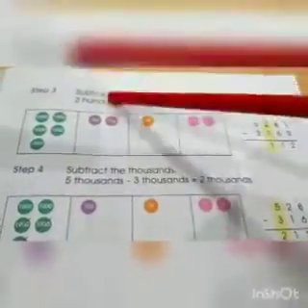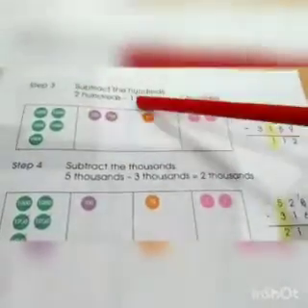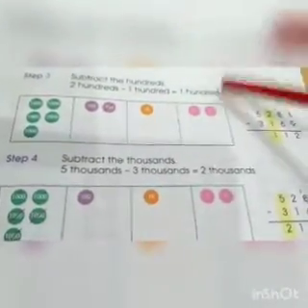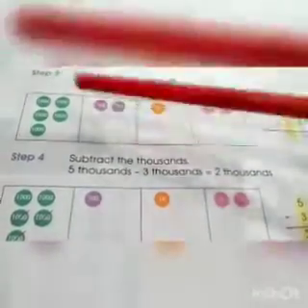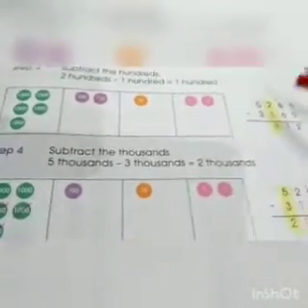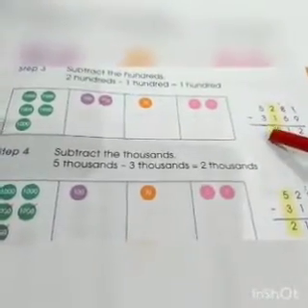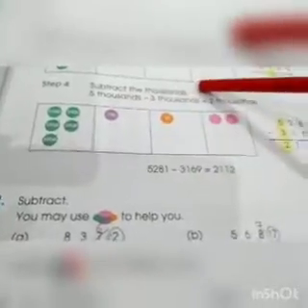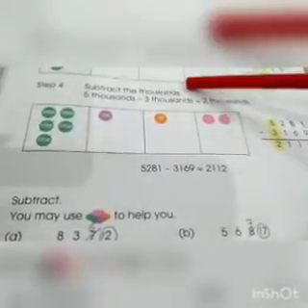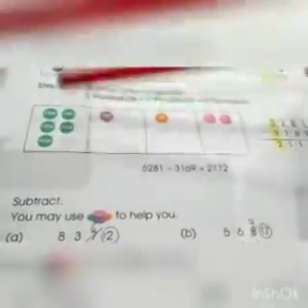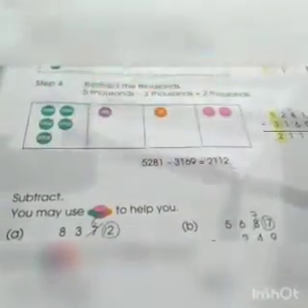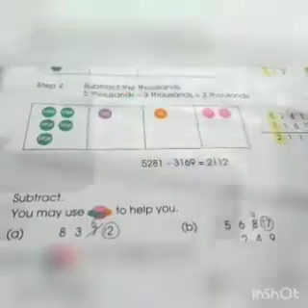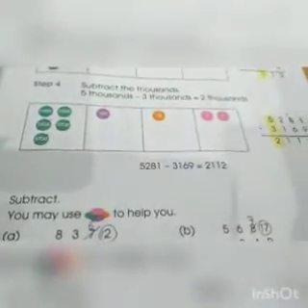Moving toward page number 36, step 3. Subtract the hundreds. 2 hundreds minus 100 is equal to 100. You can see we have 2 hundreds of section. When we cross one section, we have only one section left. 2 minus 1 is equal to 1. Step 4, subtract the thousands. There are 5 sections of thousands. When we cross 3 sections of thousands, we have 2000. 2 sections are left.